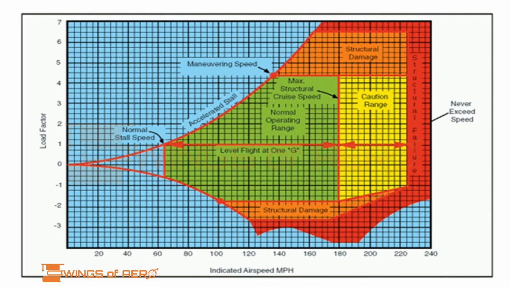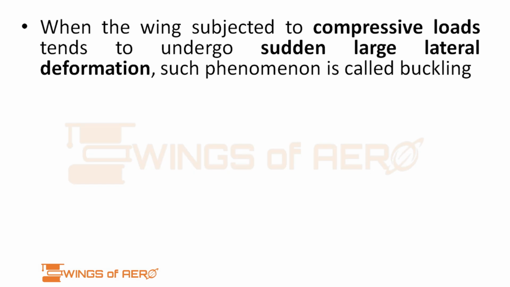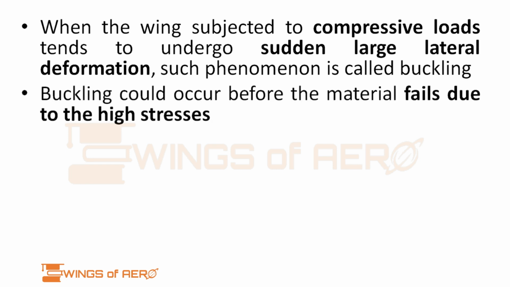In this V-n diagram, we can see that after we reach the corner velocity, beyond that, if we increase the load factor with respect to the increase in velocity, it will cause structural damage, and it can be due to buckling, a sudden failure. So when the wing subjected to compressive loads tends to buckle, undergoing a sudden large lateral deformation, such phenomenon is called buckling.